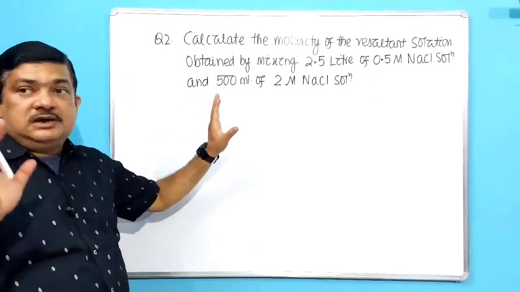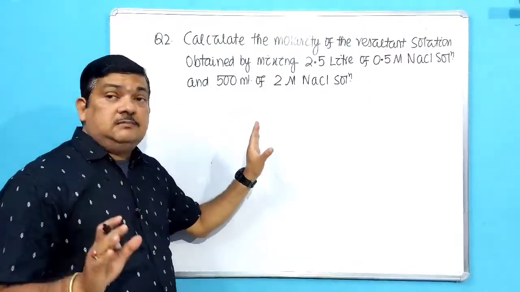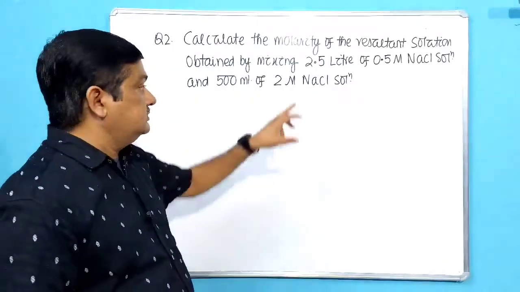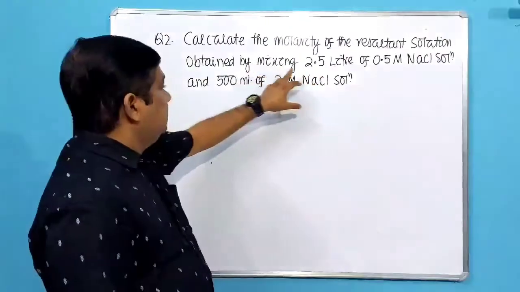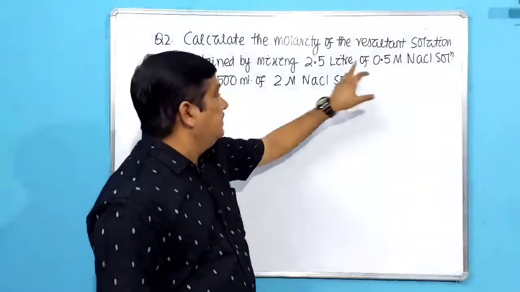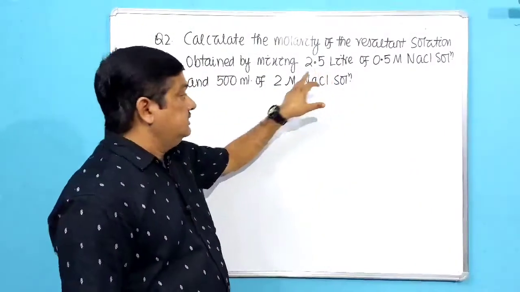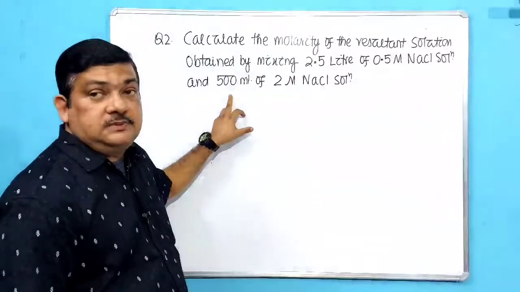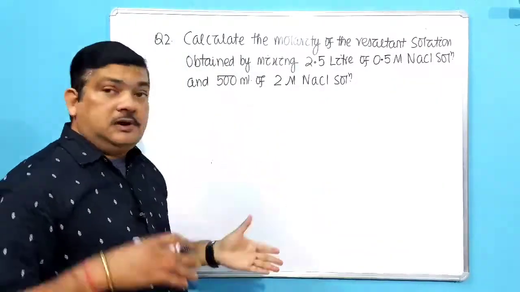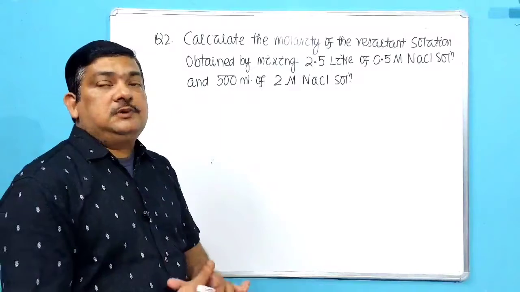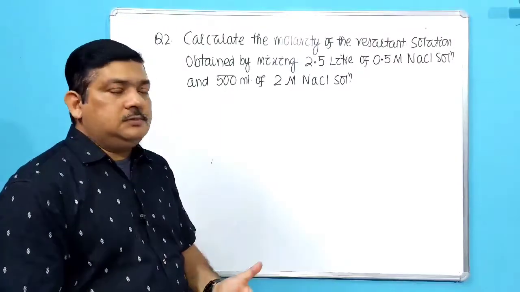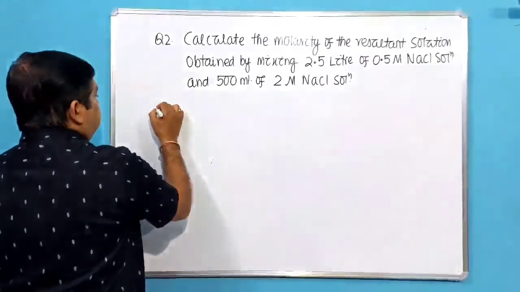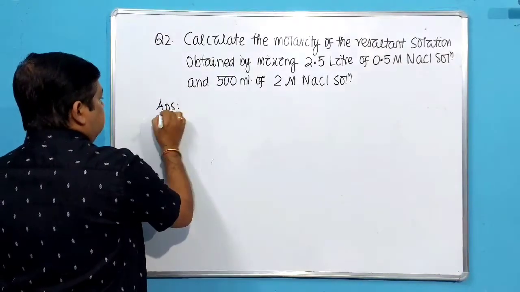So what is the question here? Now we are taking the same solute here, sodium chloride. We are taking two different solutions. First solution is molarity is 0.5 and volume is 2.5 liter. Second solution, molarity is 2 volume is 500 milliliter. That means 0.5 liter. So when we add these two, what will be the molarity of the final solution? So we'll solve it. Answer.